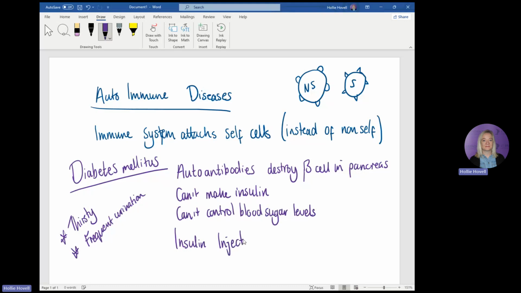For the treatment for this type of diabetes, you can have insulin injections because you're not making insulin. So if you inject insulin, then you can control it. Some people now also have an insulin pump fitted, which basically injects the insulin whenever they need it. It's monitoring the glucose level in the blood and giving insulin when it's needed.